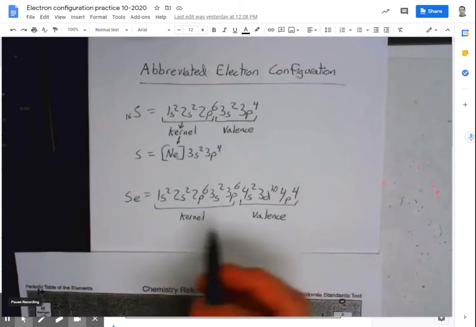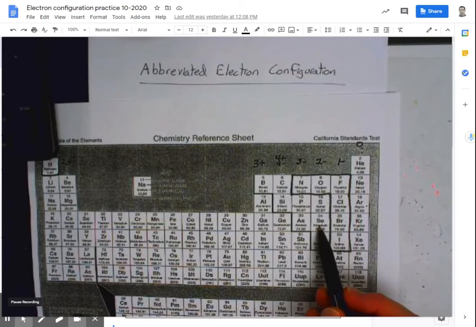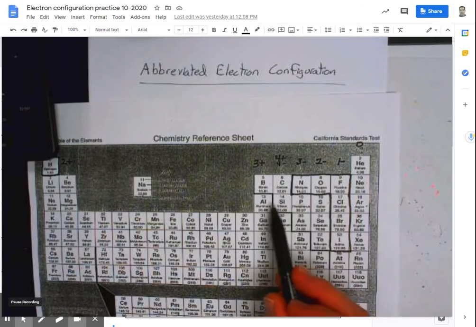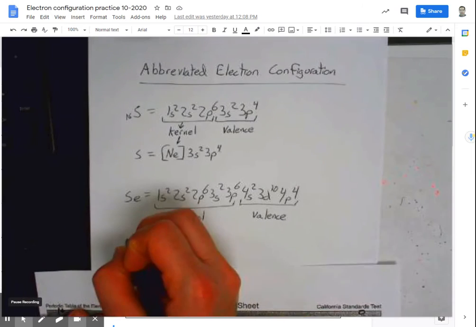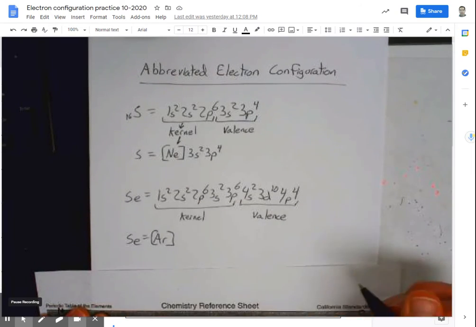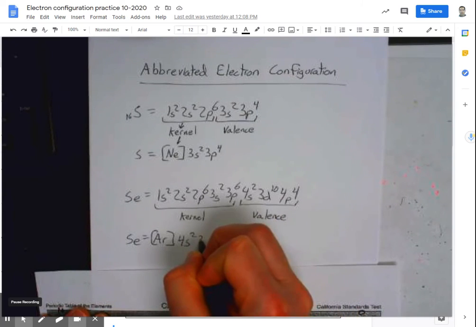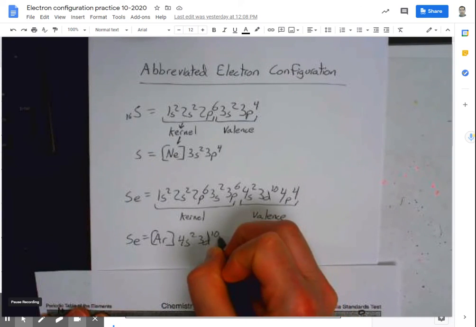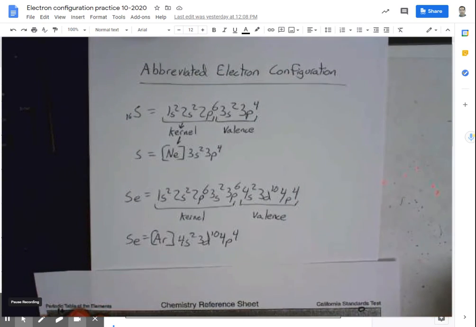So now I need to look for selenium on the periodic table, which is right here. And so I go to the last element in the row before it. So here's the row before it, and the last element is argon. So I will put argon in square brackets, and then write out the row that selenium lives in, which is in row 4. That's the valence electrons, the outermost electrons. So it will look like this. And there's the abbreviated electron configuration for selenium.